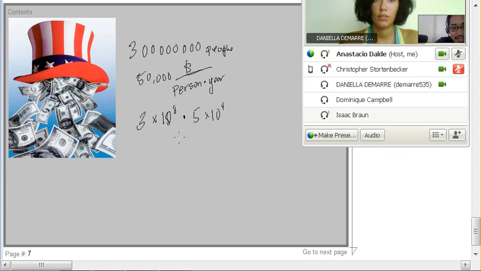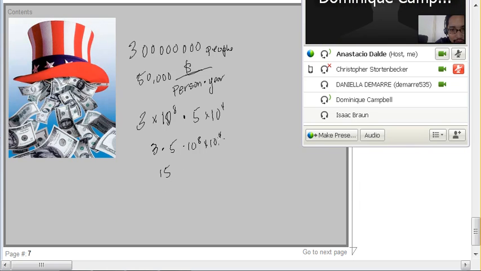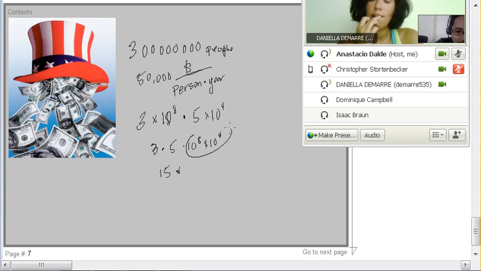The nice thing about this is it becomes this. I can use the commutative property of math to go like this: 3 times 5 times 10 to the 8th times 10 to the 4th. 3 times 5 is what? 15. Good. Times, how do I do this? Do you guys know how to do that? That's not a plus, that's a times. You add the two exponents, so it just becomes 10 to the 12th power. Booyah, we're done. That's it.